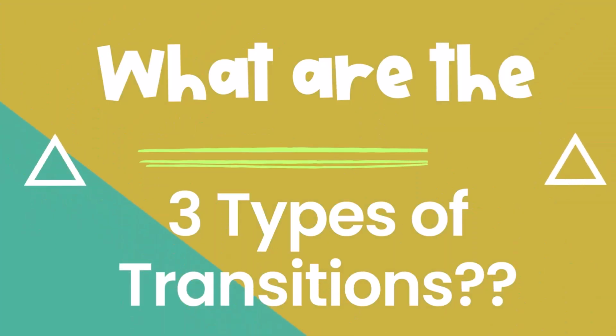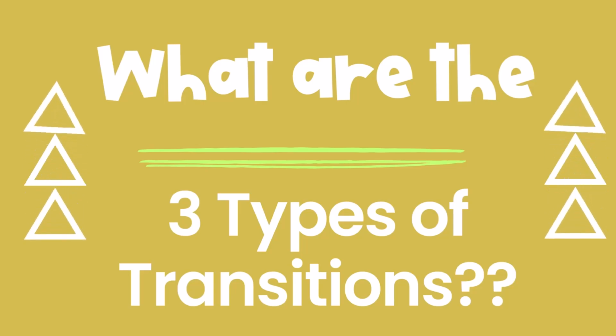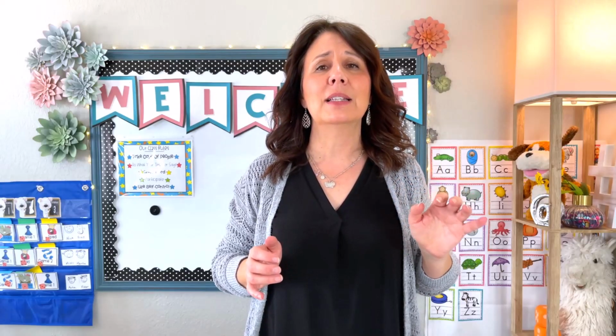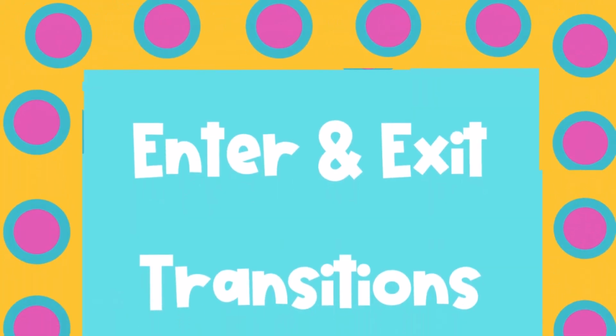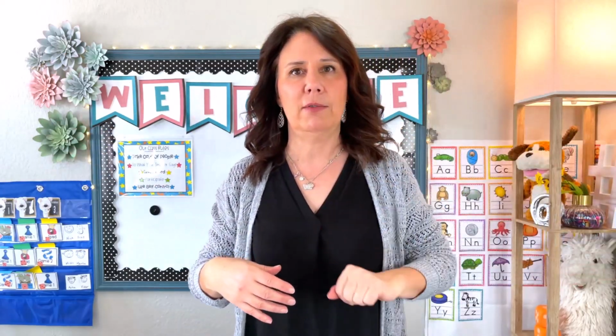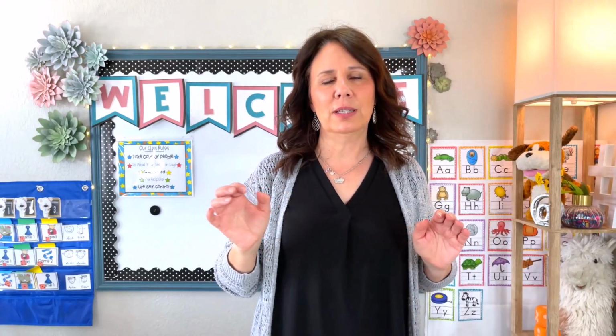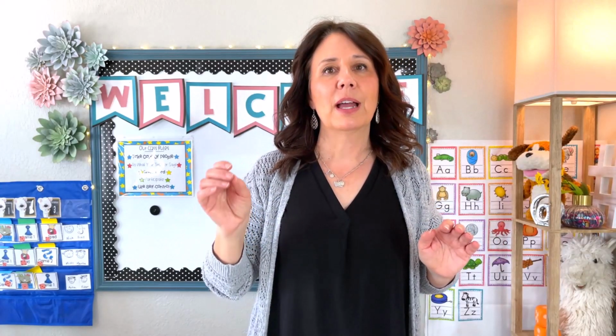Okay, so what types of transitions are there? Well, there's really 3 different kinds of transitions. The first kind is when you're transitioning in and out of the classroom, right? You're going across that threshold. You're going to library, recess, lunch, you're coming back from library, recess, lunch, all the things. So those kinds of transitions are what we're going to talk about first.